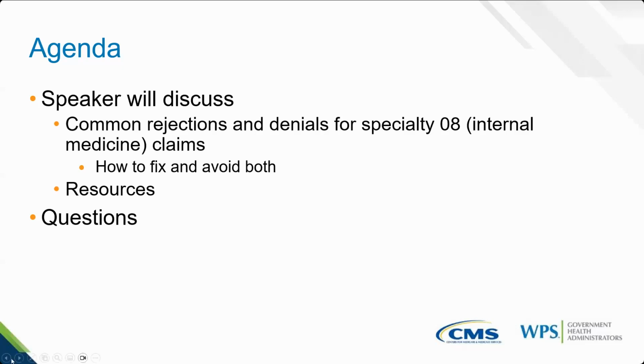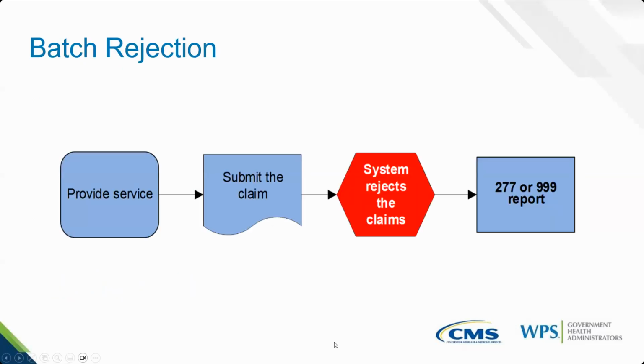Now, to fully understand rejections and denials, it is important to recognize the path that a claim takes, or what we at WPS GHA sometimes call the life of a claim. Here is a simplified graphic on how a claim gets into our system. The service is rendered, a claim is submitted. Sometimes the claim system rejects the claims. When this occurs, a 277 or 999 report is generated to explain why.